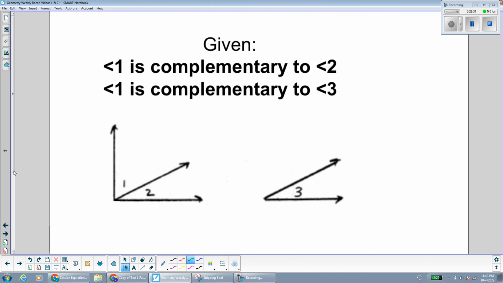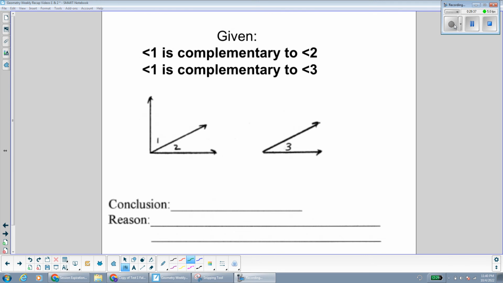Let's take a look at what we're given here and the conclusion that we're trying to reach. My bad, I haven't zoomed in too much. I couldn't see the rest of the slide. So this time we're given some information. And from the given information, we have to draw our own conclusion and provide a reason for that conclusion or a justification for that conclusion.